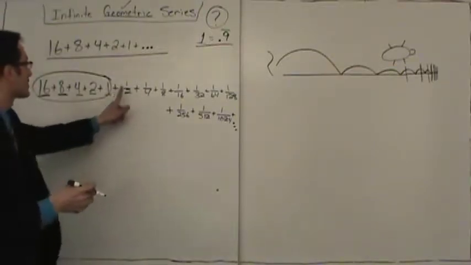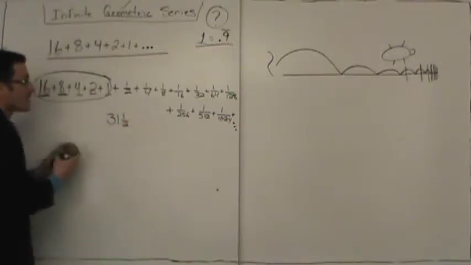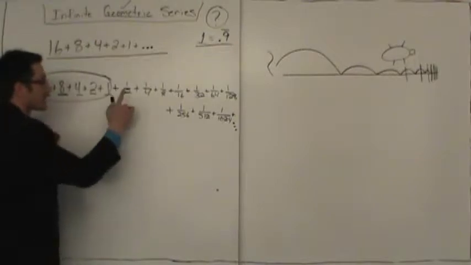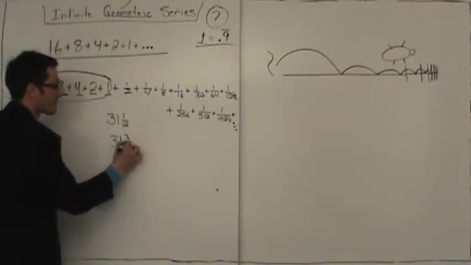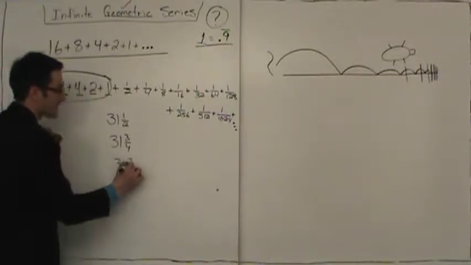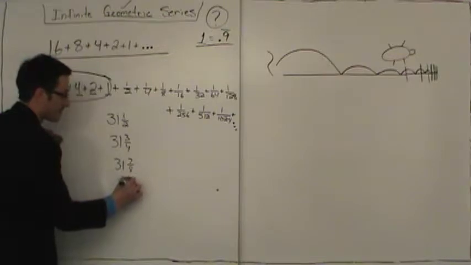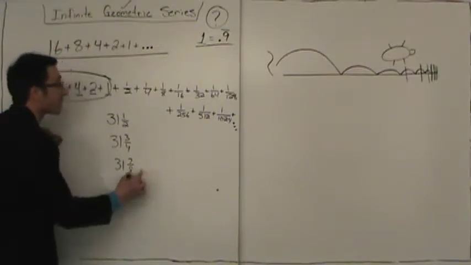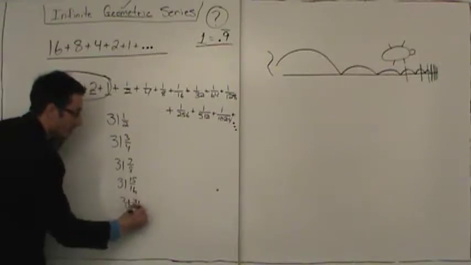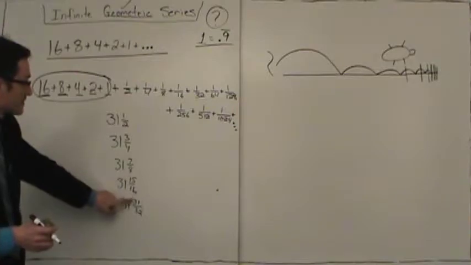Now add 1/2. What's 31 plus 1/2? We get 31 1/2. Plus a 4th is 31 3/4. Plus an 8th is 31 7/8. Plus a 16th is 31 15/16. Plus a 32nd is 31 31/32. Do you see what's happening? Look at your numerator. Do you see that your numerator is 1 less than your denominator?